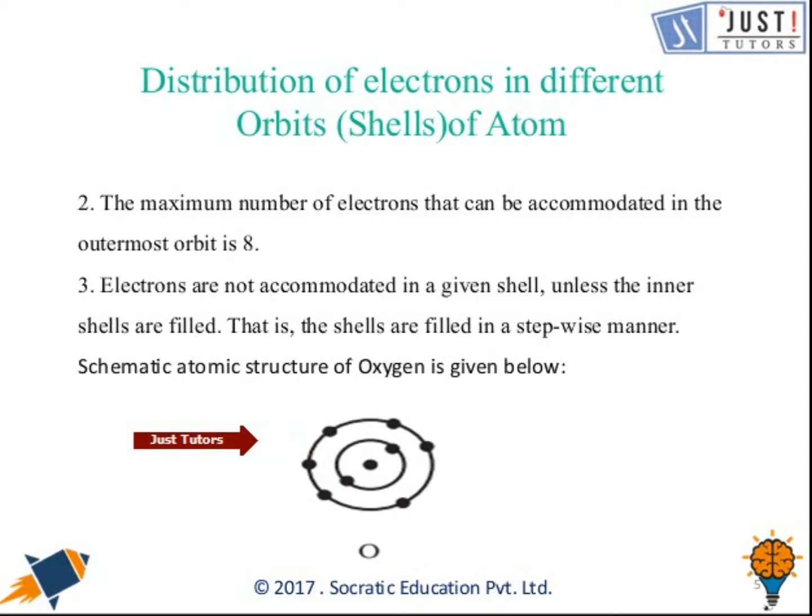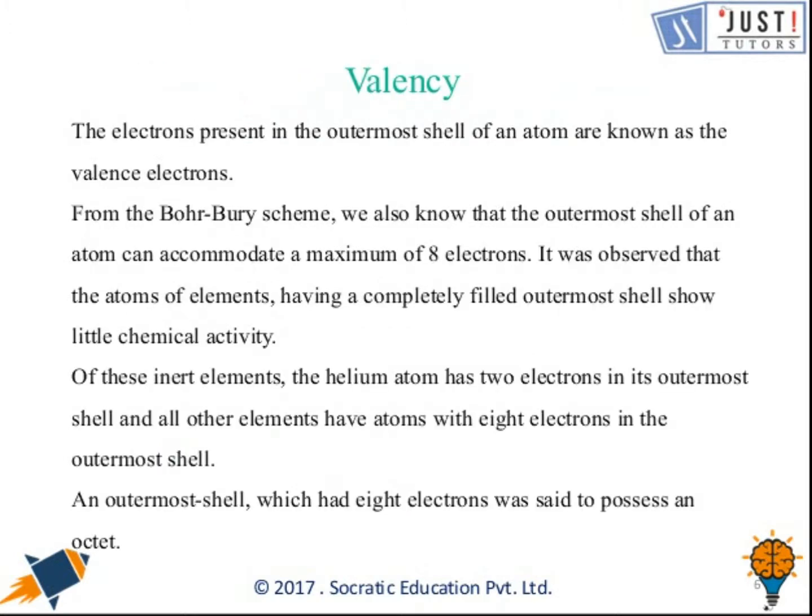And here we have got this schematic atomic structure of oxygen. As oxygen has got 8 electrons, so we'll start filling in the electrons from orbit 1. In the first orbit there will be 2 electrons, and now as we are left with 6 electrons, we'll fill them in the second orbit, and that becomes the atomic structure of oxygen. So moving ahead, now we'll be learning about valency.